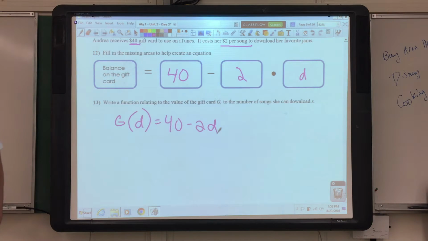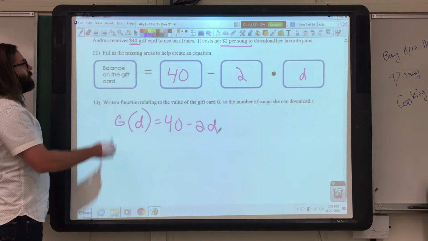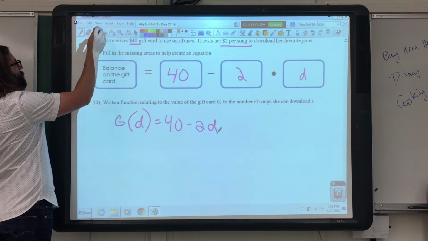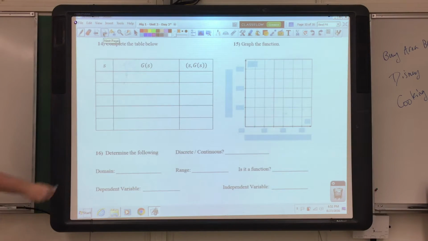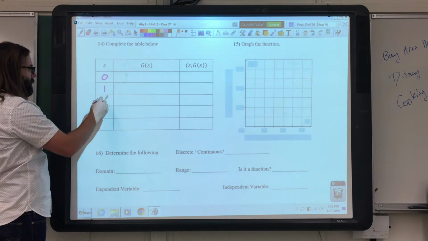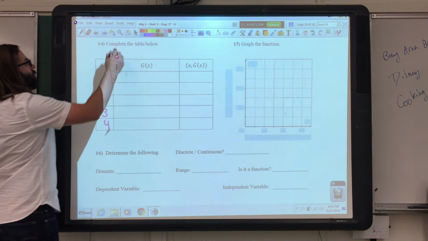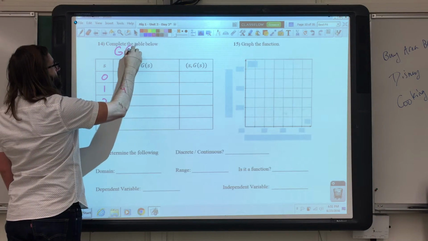Okay, hopefully you guys were able to write this function. So we go through. This is our download, so you can have 0 downloads, 1 download, 2, 3, 4. And our equation.